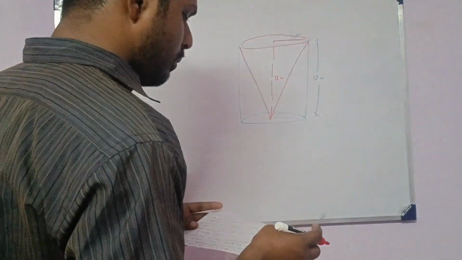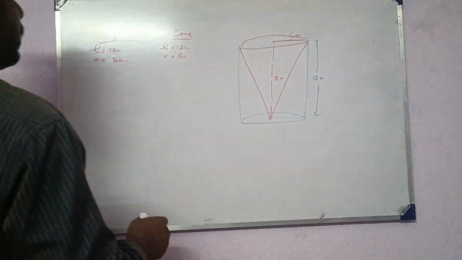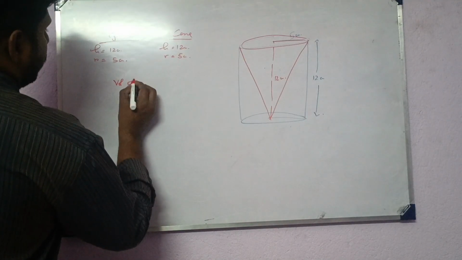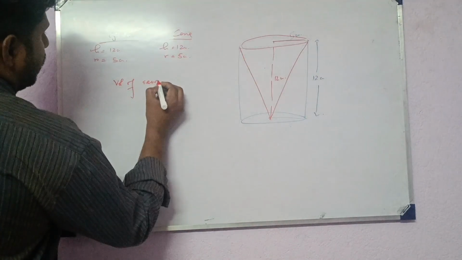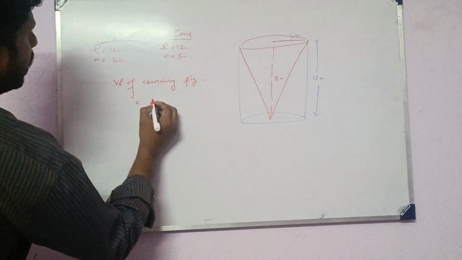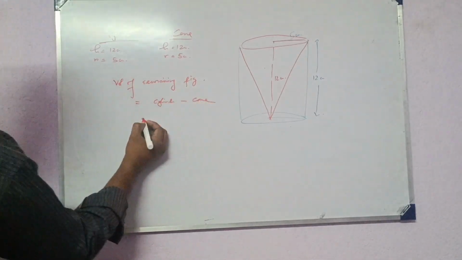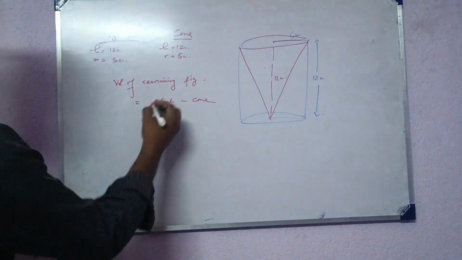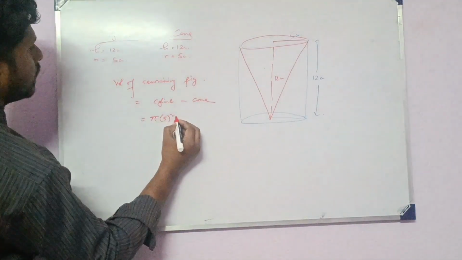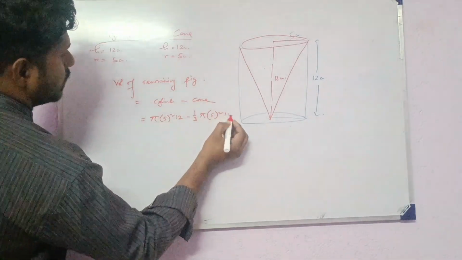Now to find the volume, the calculation is very easy. The volume of the remaining figure is volume of cylinder minus volume of cone. If we remove the cone from the cylinder, the remaining figure comes out. So volume of cylinder is pi r square h, cone is 1/3 pi r square h.